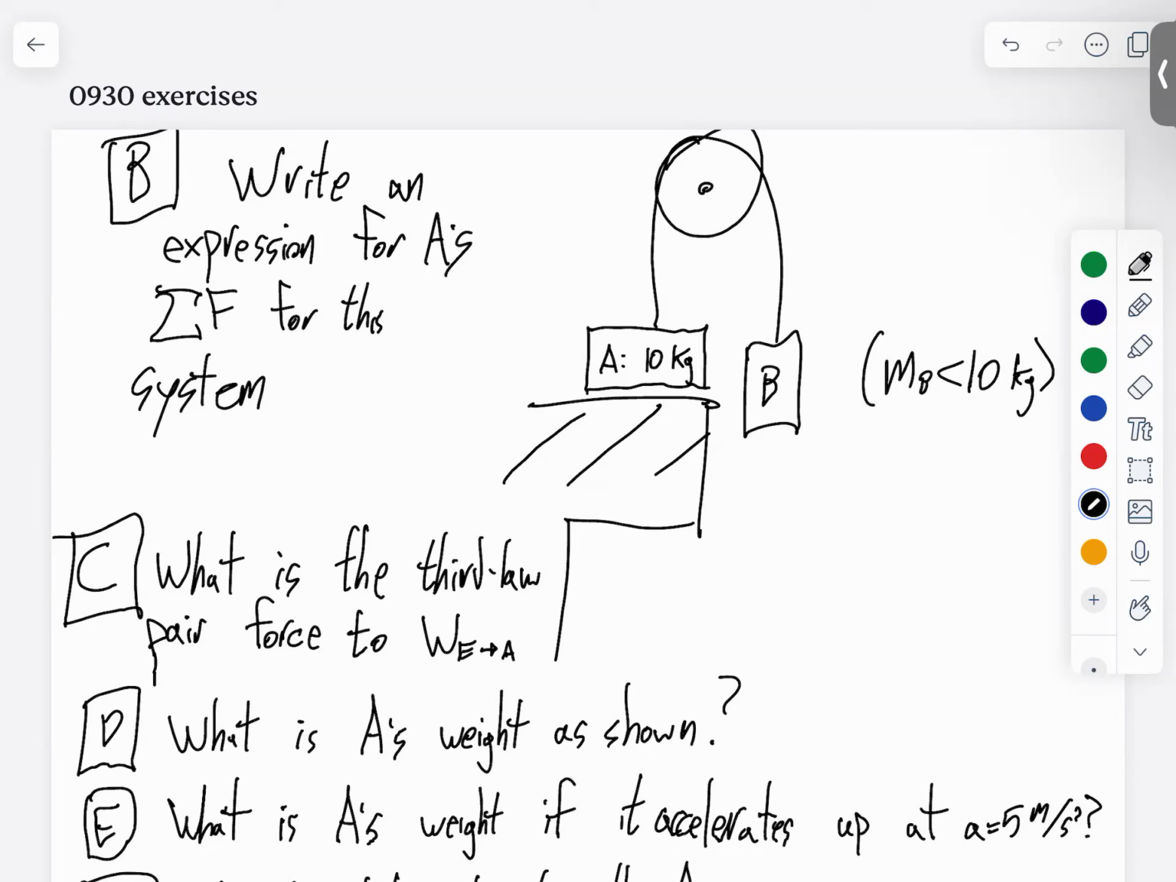From what? From the what? Ropes exert tensions.